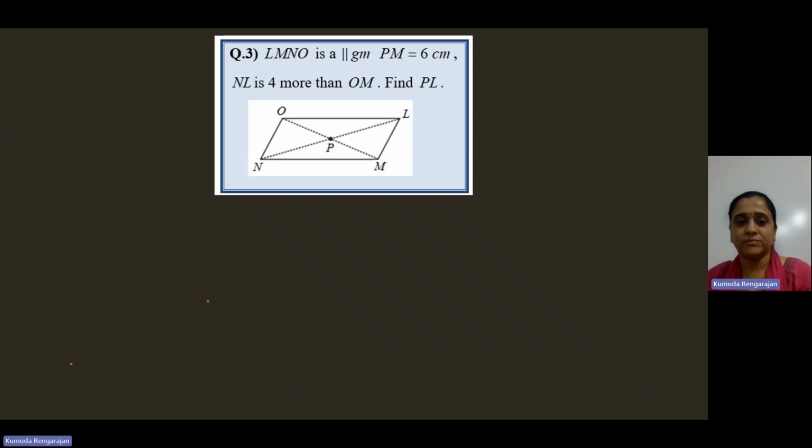LMNO is a parallelogram. Now, name the vertices of this parallelogram. I'm asking him. Name the vertices of this parallelogram. Vertices?